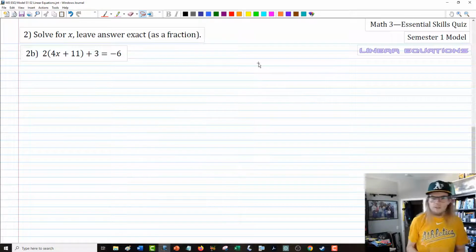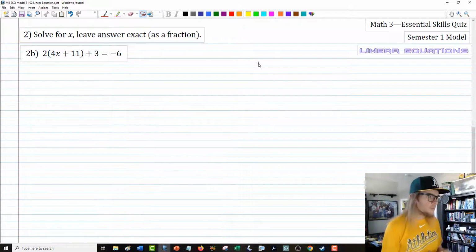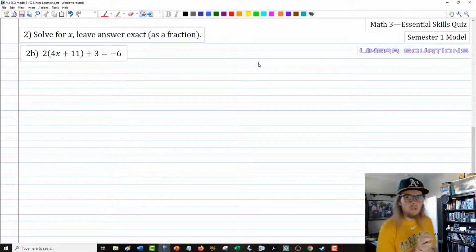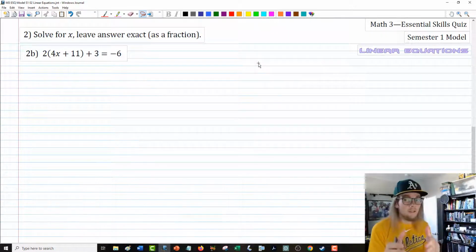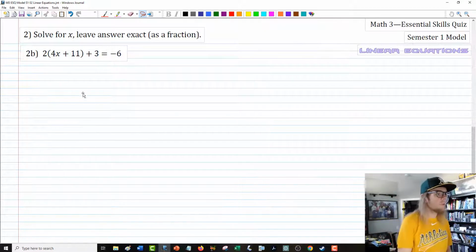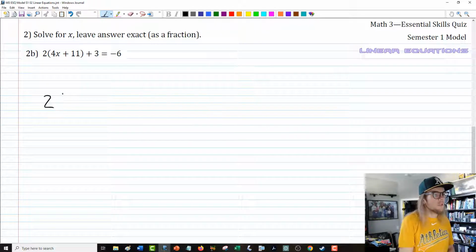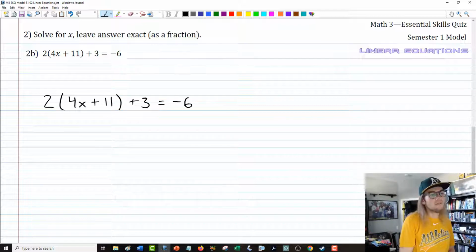Question 2b, it's similar, obviously still linear. We've still got x's and stuff here, but in this case there's only one x, so that's kind of interesting. Collecting like terms will be a little bit easier just because we won't have x's to move around in addition to a constant. But in this case what we have that's a little bit different is that set of parentheses here. We are first doing 2 times the quantity 4x plus 11, and then we're adding 3, and it's all equal to negative 6.